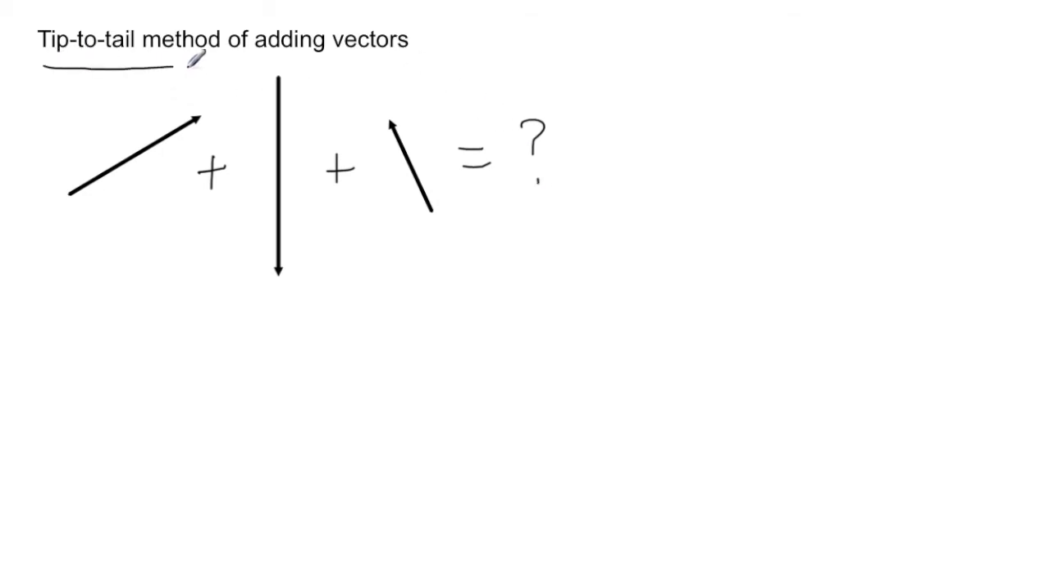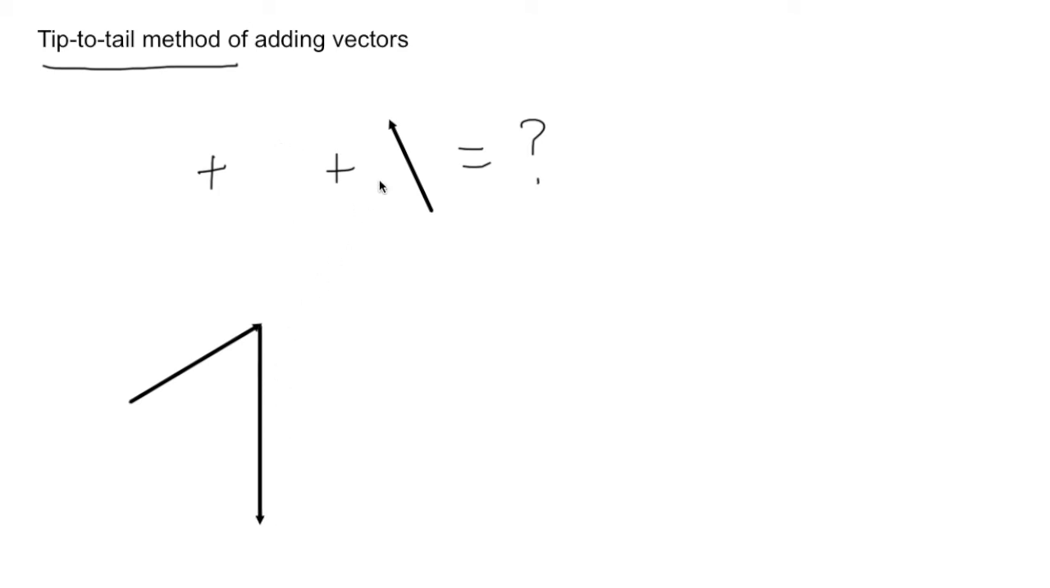I could apply this tip-to-tail method, which goes like this. You take all three of your vectors and you redraw them so that the tip of each vector is connected to the tail of another vector. This part of the vector over here is called the tip, and this part of the vector is called the tail. So I'm going to connect all three vectors so tips and tails are connected. Basically making a chain. I'm making a chain of vectors where all the tips and the tails are connected.